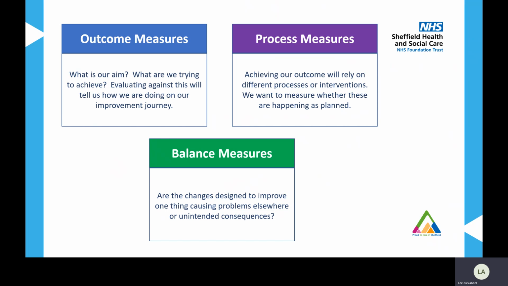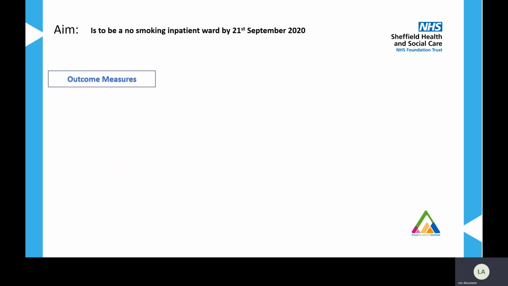So taking these three measures, we can apply them to a service example. So all quality improvement should start with an aim. On this occasion, the aim is to be a no smoking inpatient ward by the 21st of September 2020. So with this clear aim, the team were able to define their outcome measures. So what this meant was having no recorded incidents of smoking on the ward or in the garden area, and this was recorded via incident forms and looked at on a weekly basis.